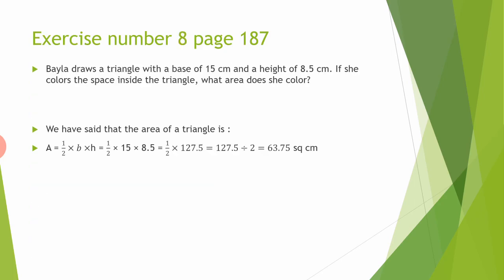Let's go to solve the problem solving. The first one. Baylor draws a triangle with a base of 15 cm and a height of 8.5 cm. If she colored the space inside the triangle, what area does she color? So we have a triangle with a base of 15 and a height of 8.5. We want to find the area. The area is a base times height times a half. A half times 15 times 8.5, 127.5, that is equal to 127.5 divided by 2, that is equal to 63.75.